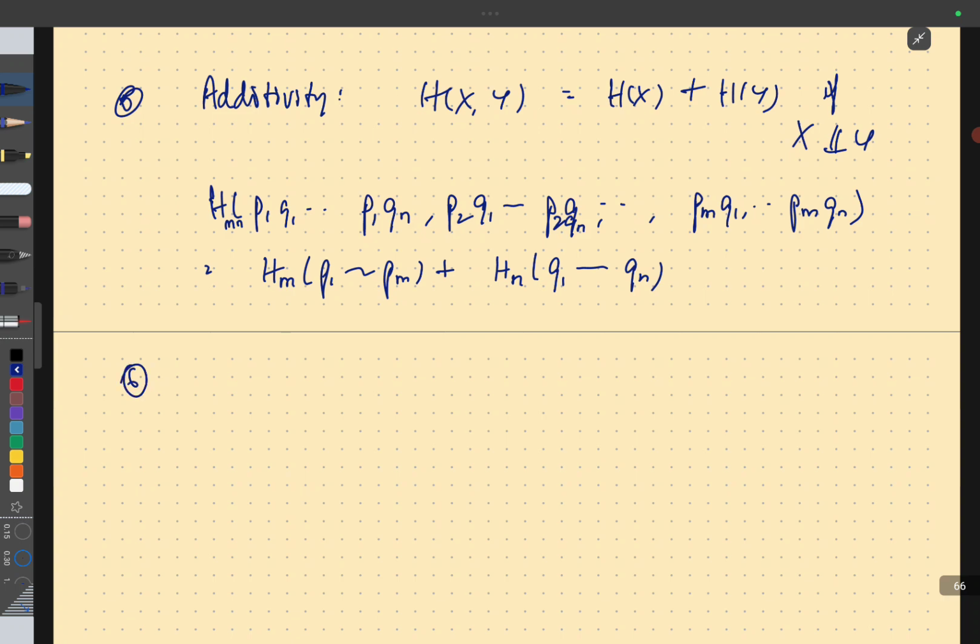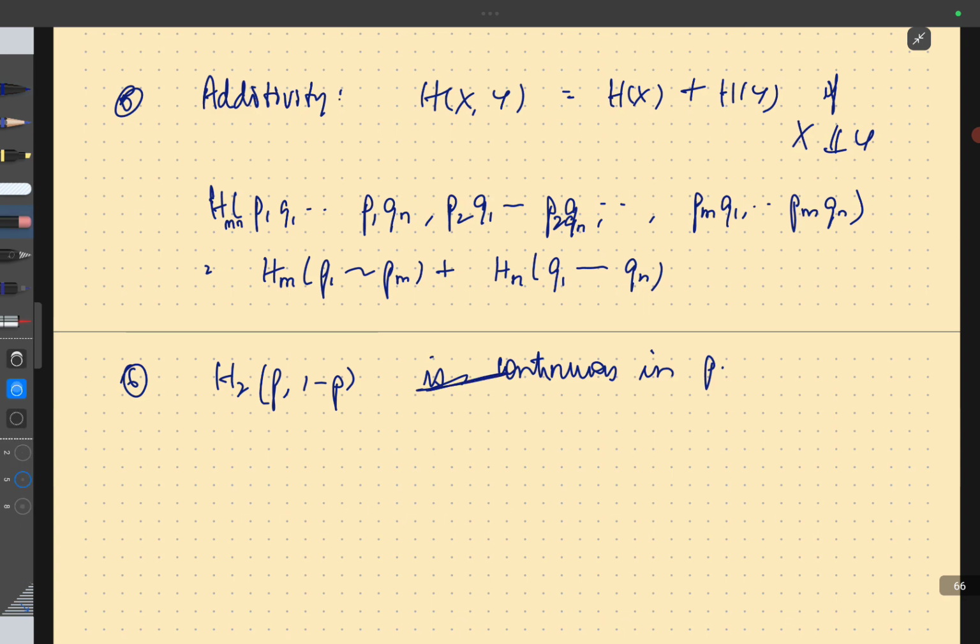The last property is that if I make small changes to the PMF, the value of H_m should not change by too much. So it should be a smooth function of P. In fact, it's enough to just have the following.